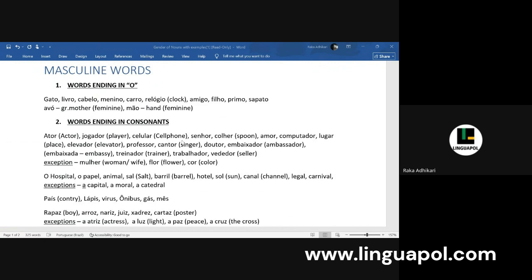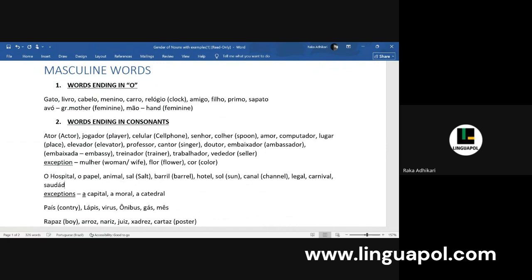Very good. Think like this. Saudável. Again, it's an adjective, okay? It means healthy. So it's an adjective, not a noun, but it is masculine. Saudável.